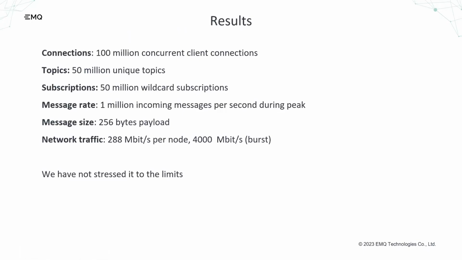So what were the results of the test? The EMQX cluster managed to handle over 100 million total connections, 50 million unique topics, and 50 million wildcard subscriptions. We reached throughput of 1 million incoming messages per second and 1 million outgoing messages per second, or 2 million messages per second in total. Network traffic sustained was 288 megabit per second per node, or 4 gigabit per second in burst per node. But we did not reach the limits of EMQX.